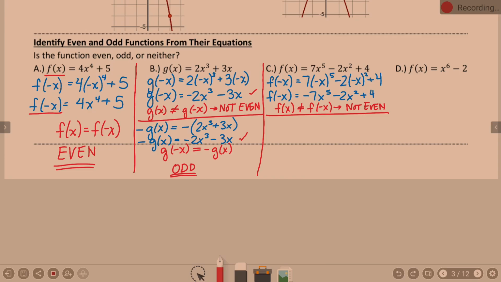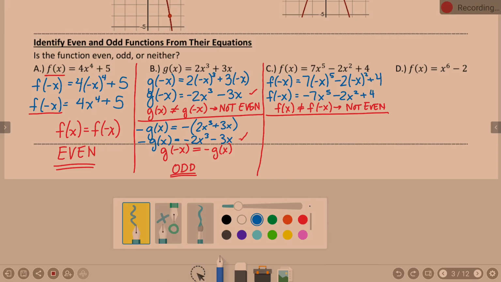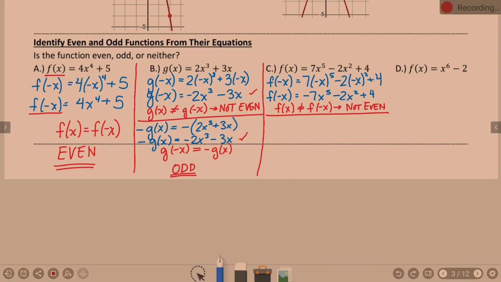And again, I'm writing all of my brain work out here. Okay, we failed even. If it's odd, f of negative x, which we already know, needs to equal negative f of x. So what do I need to do now? We need to find negative f of x. Remember, negative f of x says we take the whole thing, multiply by negative. So for my work step, I showed it as negative times the quantity, 7x to the fifth, minus 2x squared, plus 4. By all means, you're welcome to jump ahead on that, right?